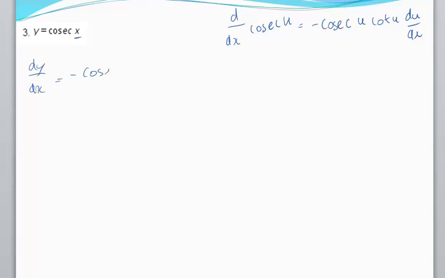Looking at our last problem here, this is a simple one to go through. We write out our formula, d on dx of cosec u is equal to negative cosec u cot u du on dx. And here our u is just x. So dy on dx is minus cosec of x multiplied by cot of x multiplied by, we differentiate our x, which will give us 1. So it's equal to negative cosec x cot x.